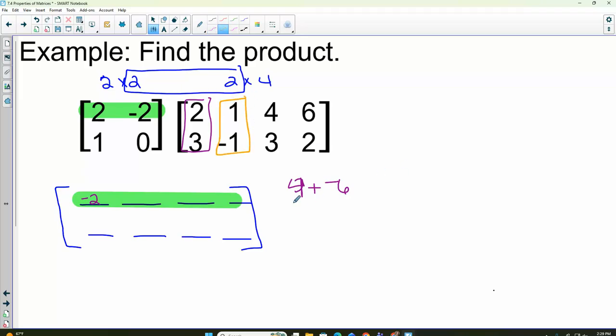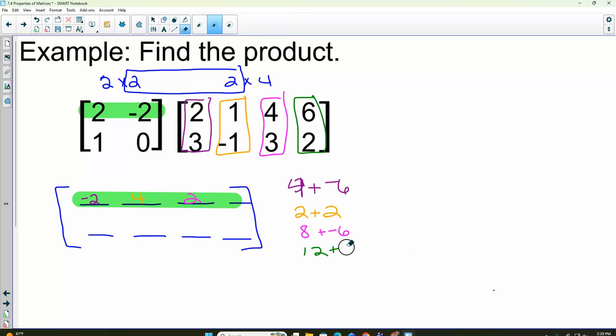Second column. 2 times 1 is 2. Negative 2 times negative 1 is 2. 2 plus 2 is 4. Third one. 2 times 4 is 8. 2 times negative 3 is negative 6. We get 2. Last one. 2 times 6 is 12. Negative 2 times 2. Sorry. It's a long day, apparently. Did I say negative 2 times 2? Yeah. And still wrote 0. Okay. So then that gives us 8.